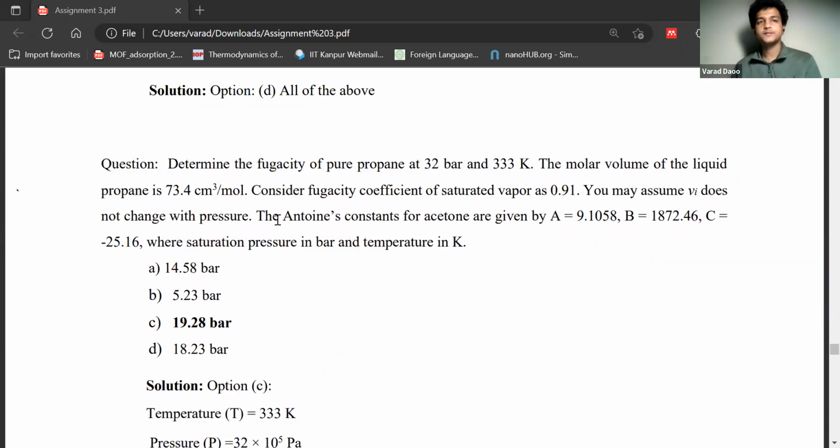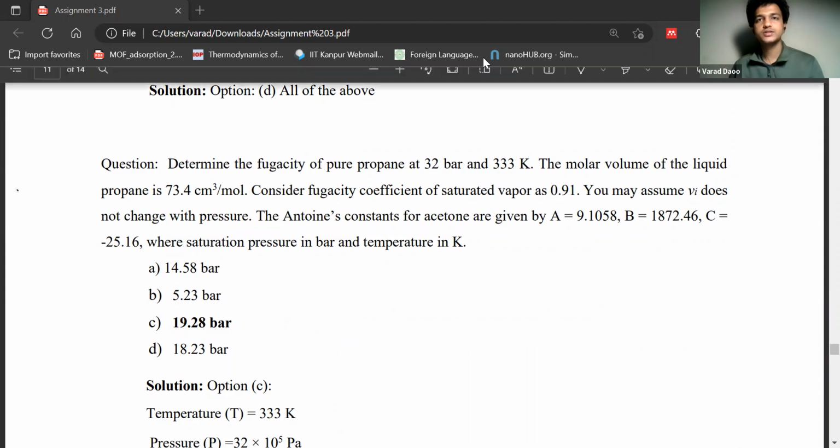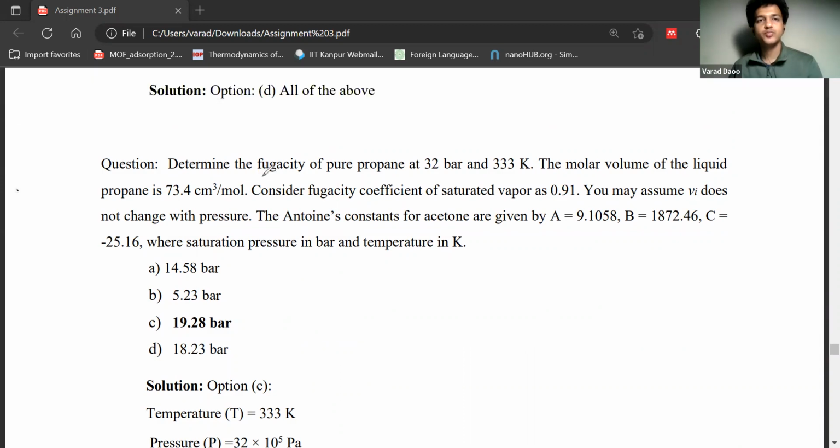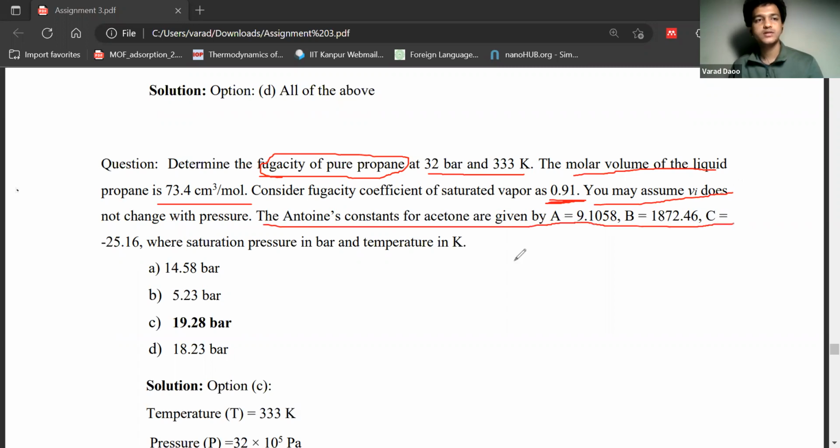This is a bit of a numerical question. What is given in the question is: determine the fugacity of pure propane at this condition, at 32 bar and 333 Kelvin. And what are we given? We are given the molar volume of the liquid propane. Consider the fugacity coefficient of saturated vapor as 0.91. You may assume the liquid molar volume does not change with pressure. The Antoine constants are given by this, where saturation pressure is in bar and temperature is in Kelvin.